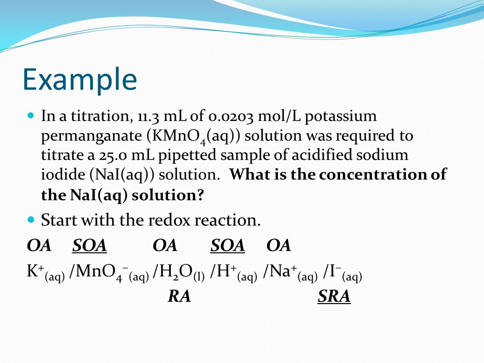In this example, potassium permanganate is the titrant that is used to determine the concentration of a sodium iodide solution. In redox stoichiometry, we need to determine the balanced equation before we can begin our calculations. The first step is to identify the entities and then determine which are the strongest reducing and oxidizing agents.